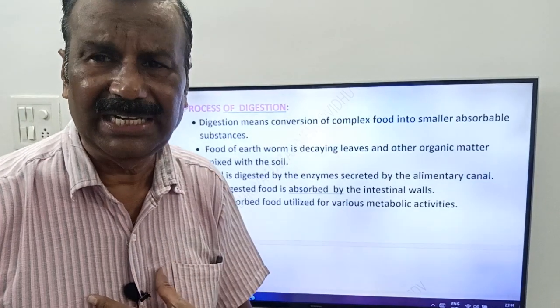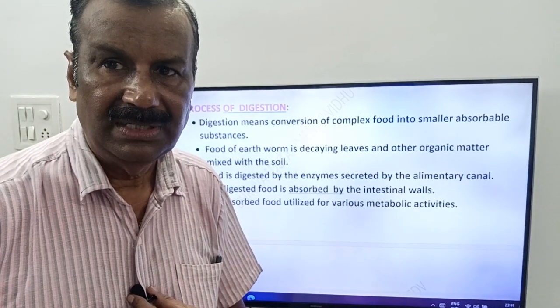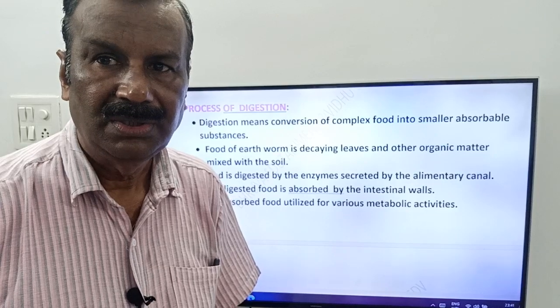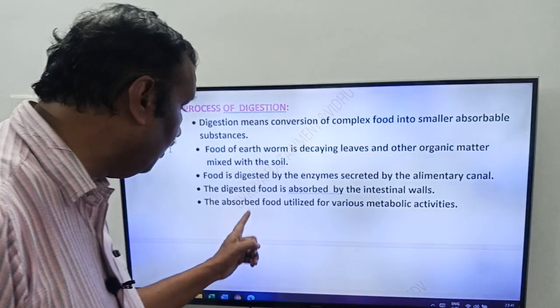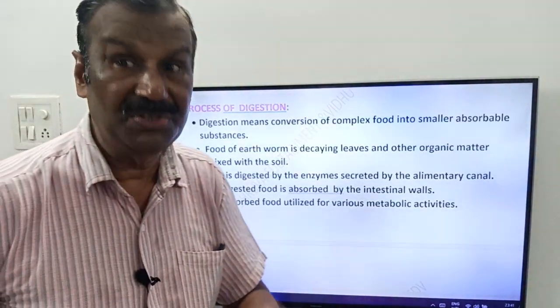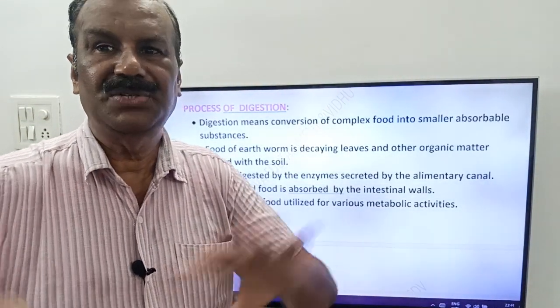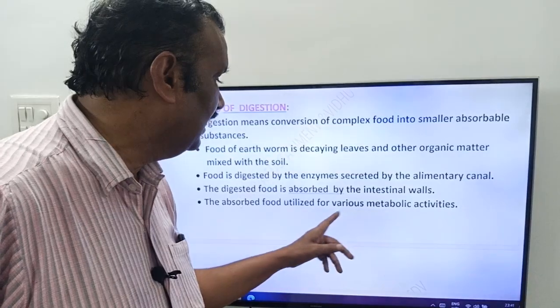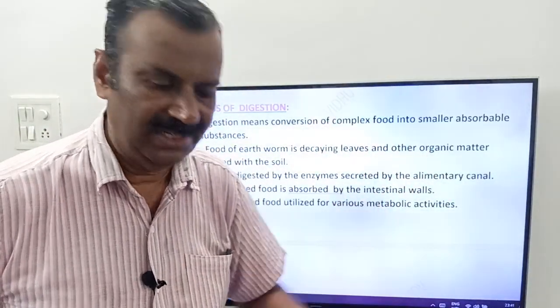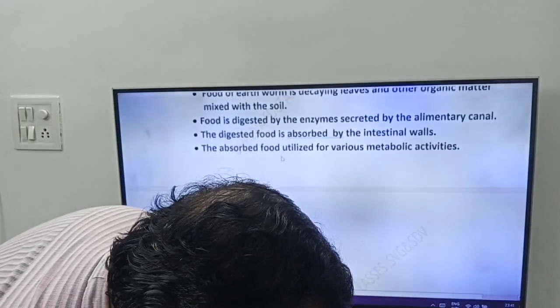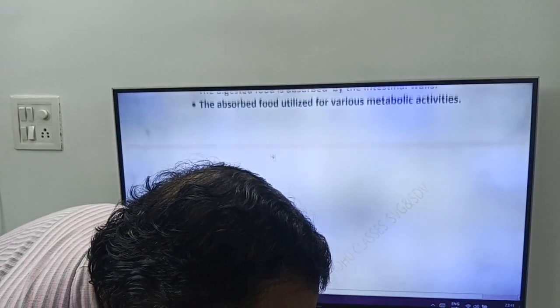See, what is the need of taking food, friends? It has to help in metabolic activities. So the absorbed food means the food which enters into the blood. Through blood, it reaches the various cells. There, it is utilized by the cells for metabolic activities. That is about the digestive system, friends.